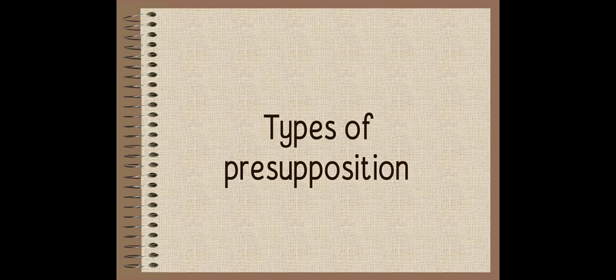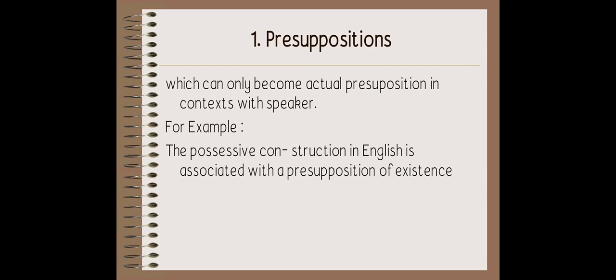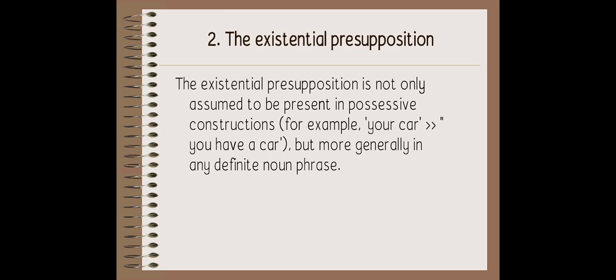And then for the next, I will explain about the types of presupposition. The first is the existential presupposition, which can only become an actual presupposition in context with a speaker. For example, the possessive construction in English is associated with a presupposition of existence. The existential presupposition is not only assumed to be present in possessive constructions, for example "your car" means you have a car, but more generally in any definite noun phrase.